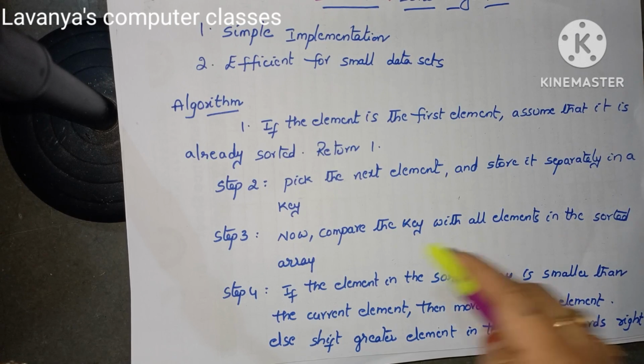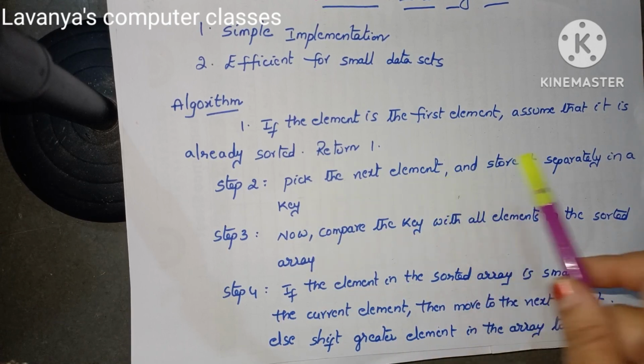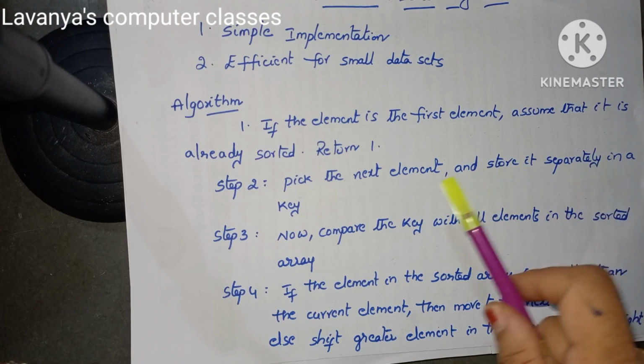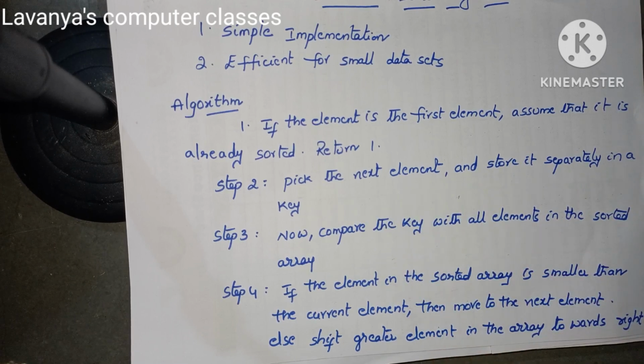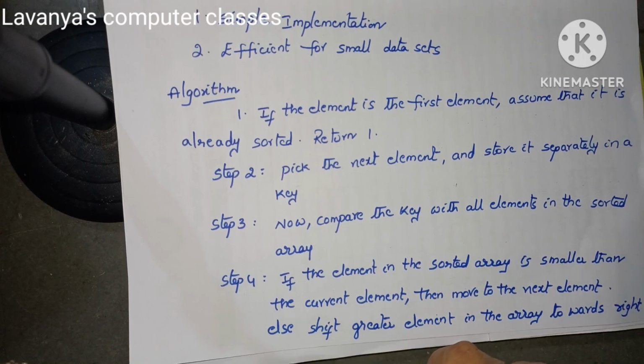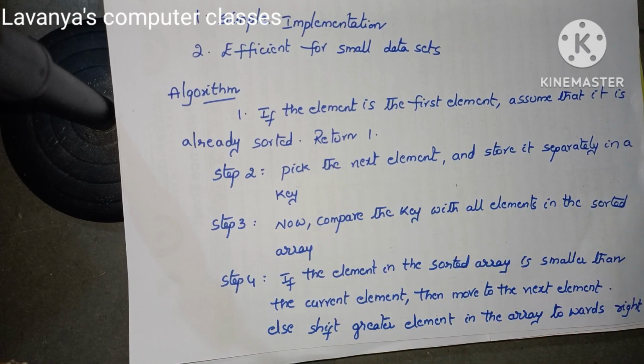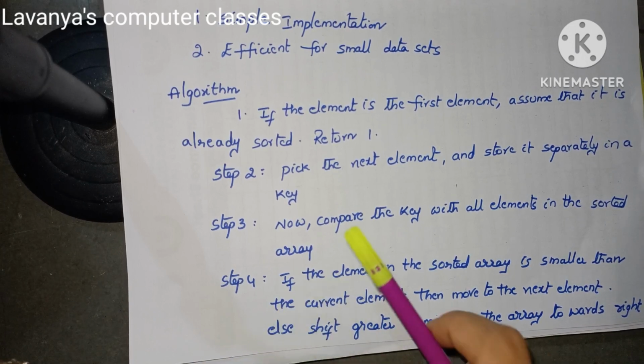position. So step 2 is, pick the next element. Take the second element and store it separately in a key. Already the first element is in order. Take the second element and consider that as the key element. And then step 3 is, now compare the key with all elements in the sorted array. In the sorted array the first element is already there. So compare the key element and the sorted element.